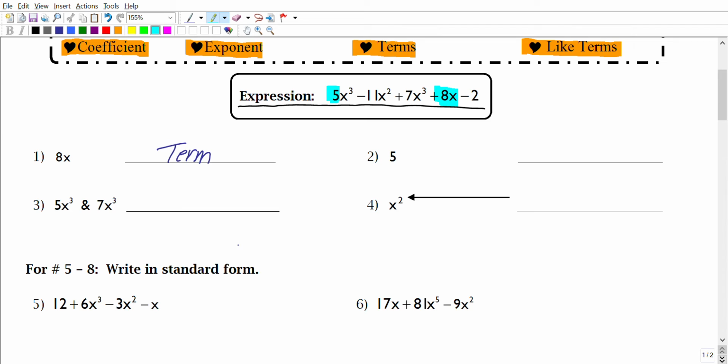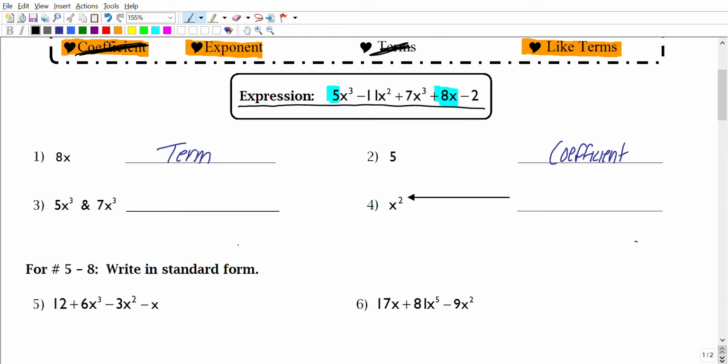Now if we go on to number 2, it's asking us for this 5. What is that 5? This 5 actually is a coefficient. It's a number that's in front of a variable term. If you notice, it's right here in front of that x cubed. So in itself, that 5 is just a coefficient. Let's see what we have so far. We've gotten rid of coefficient. We've gotten rid of term.